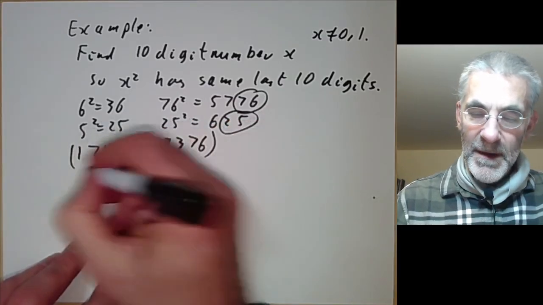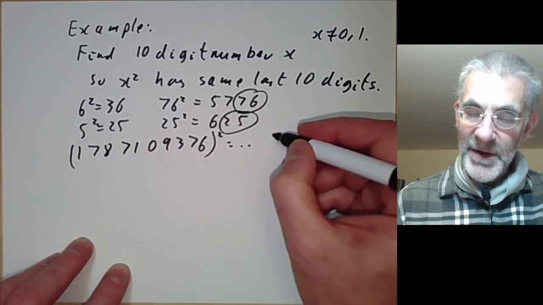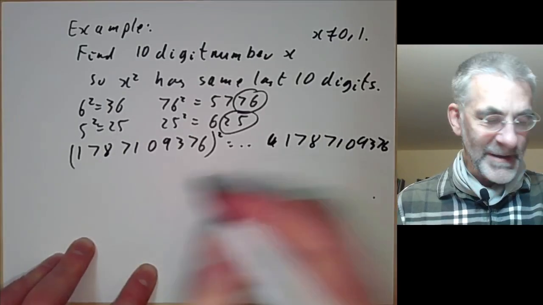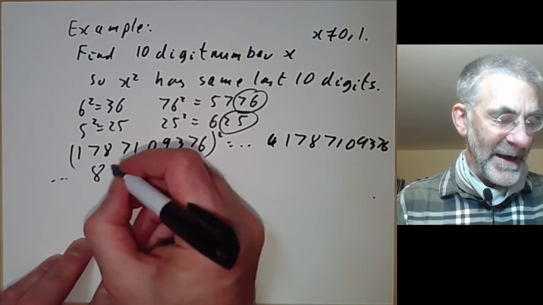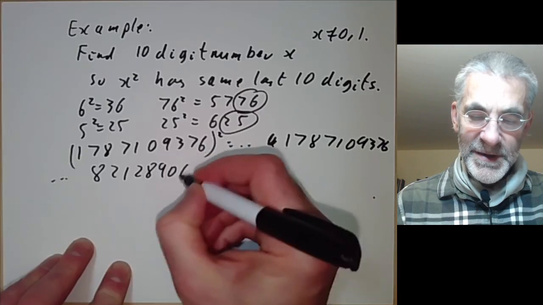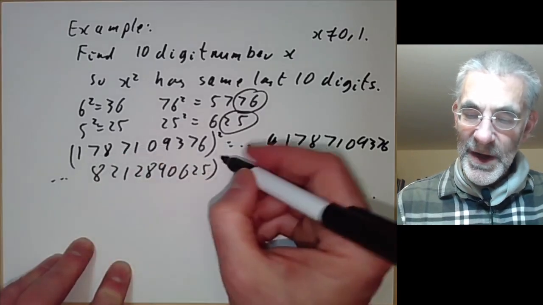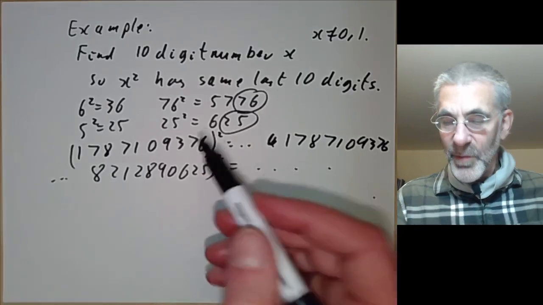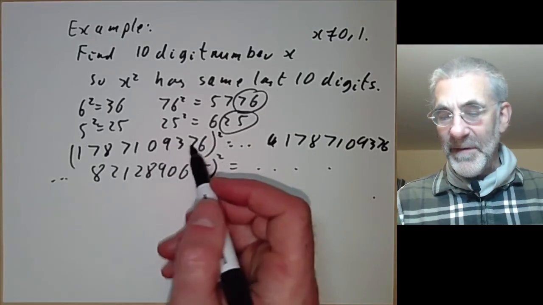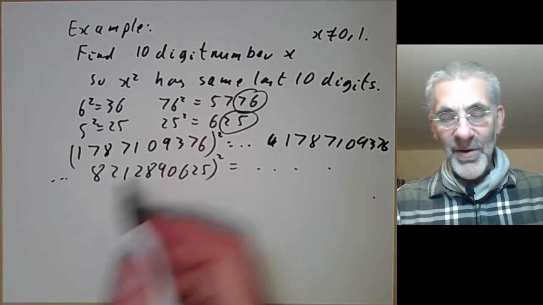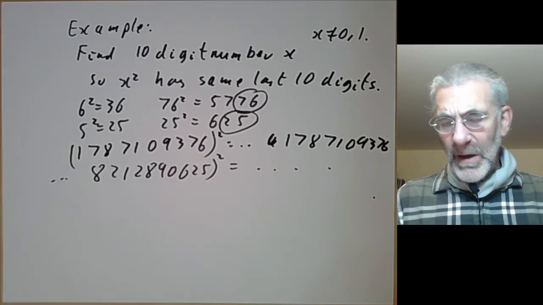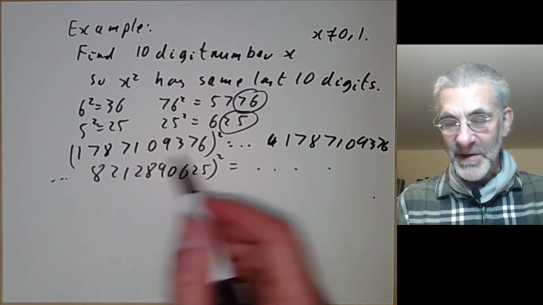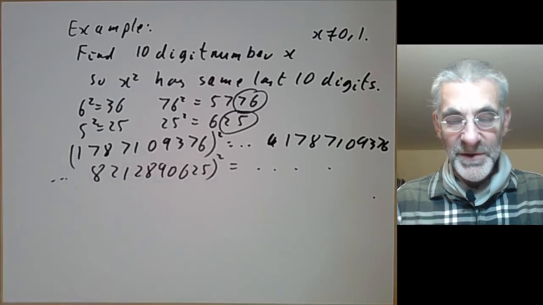And we can go on like this, and we find, for example, that 178710936 squared is something or other, 178710936. And similarly, if we take 82128906025 squared, this has the same last digits that I'm not going to bother writing out. So the problem is, how do we find these numbers? I mean, obviously, trial and error is going to be a... Well, these days, computers can do billions of operations a second, so trial and error is probably the fastest way to do it, but never mind.